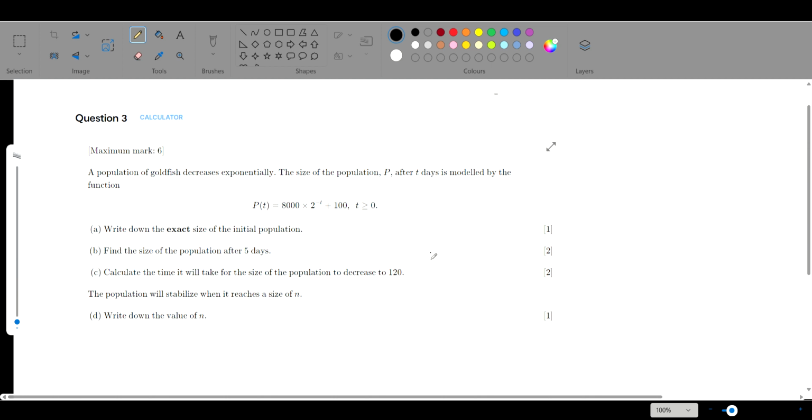350, that's right. Alright, come to part C. Calculate the time it will take for the size of the population to decrease to 120. So you can use the solver here.